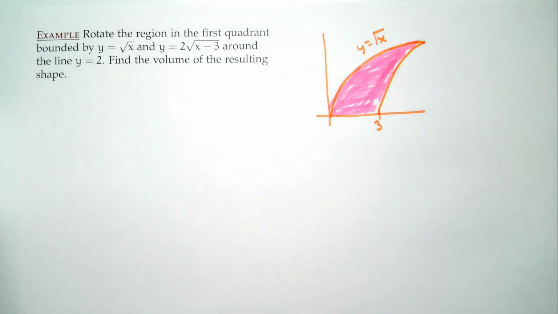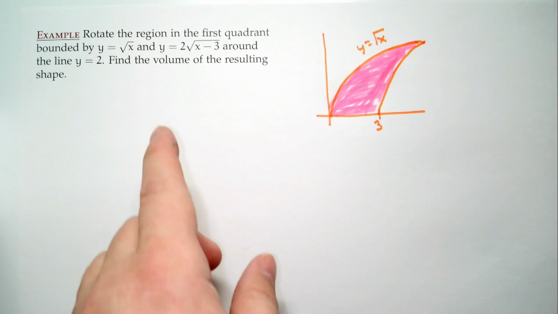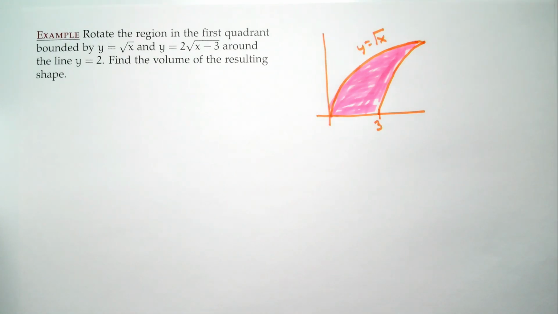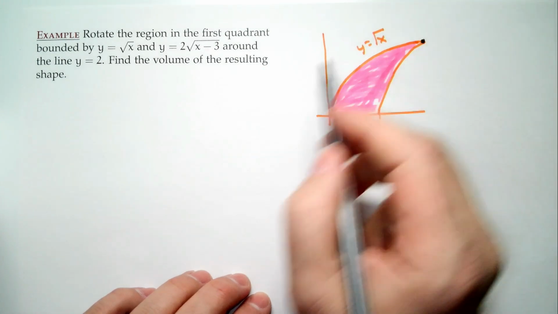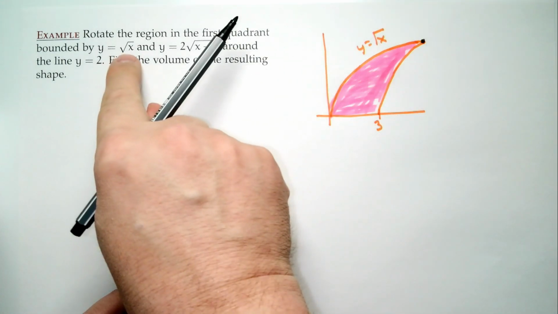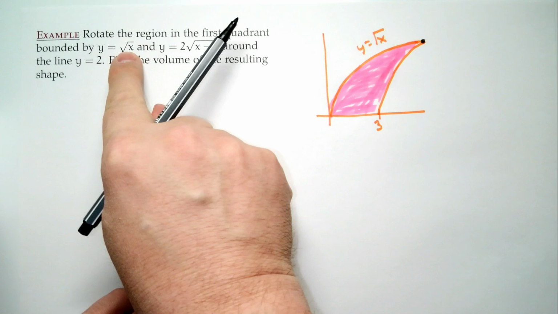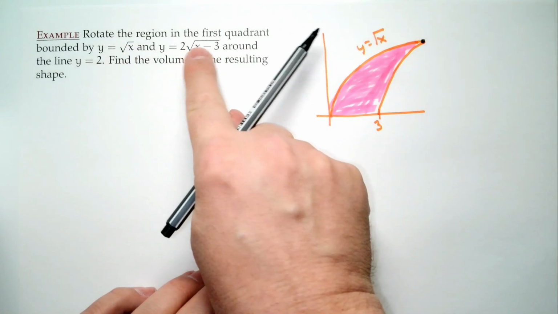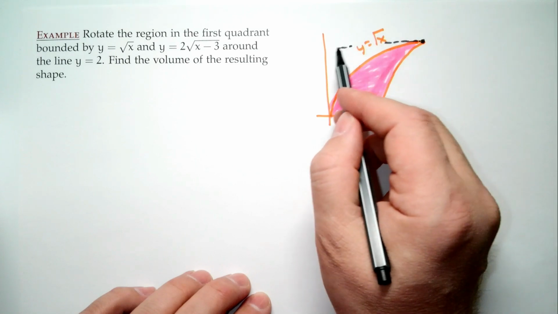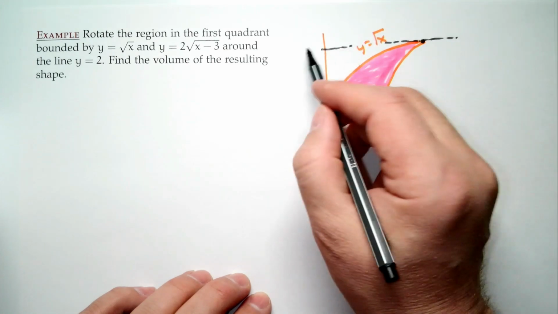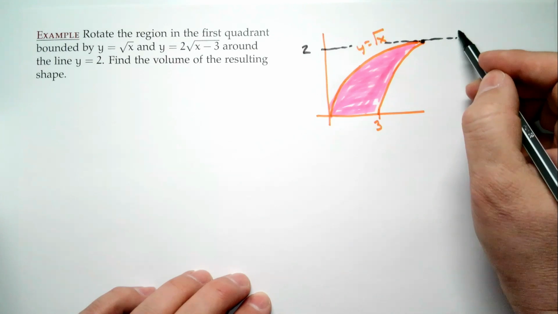All right. So what are we doing with this? Oh yeah, we're spinning this around the line y equals 2. Well, where's that line? Where do they intersect? If you plug in x equals 4, you get square root of 4, which is 2. Here you get 2 times square root of 1. So it says you spin it around this line. So here's the line y equals 2.